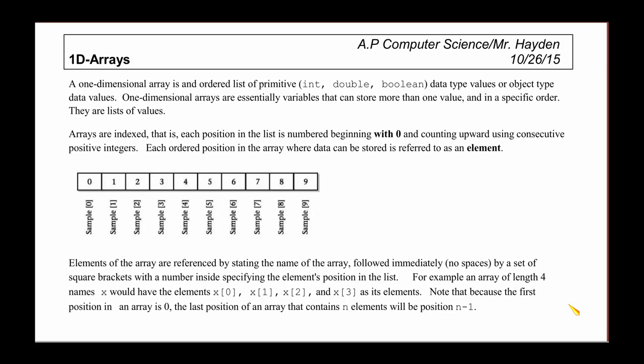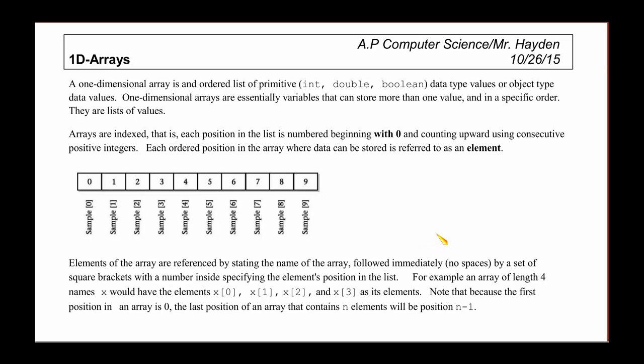All right, and each position in the list is referred to as an element, and it is numbered based on its position in the list, where the first element of an array is in position 0. The next one is in position 1. The one after that is in 2, and so on.